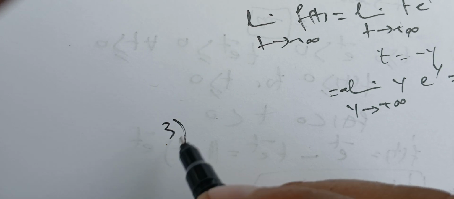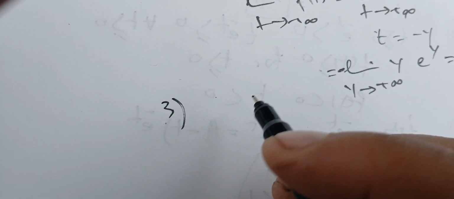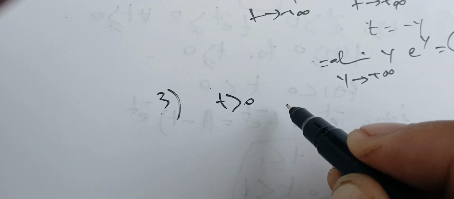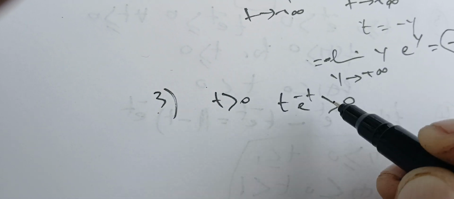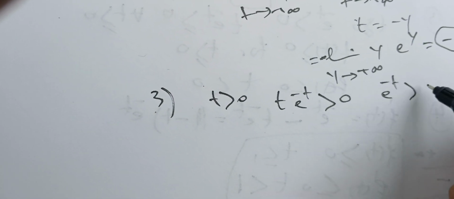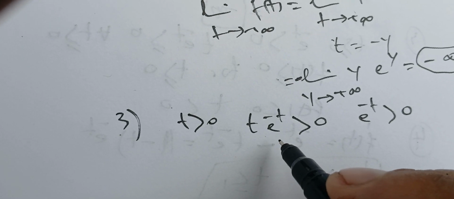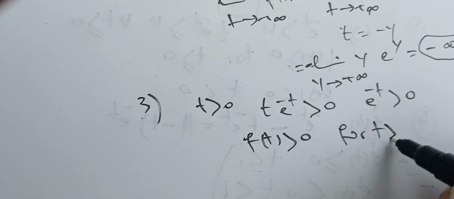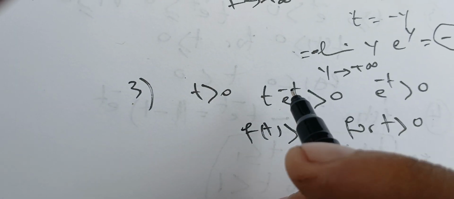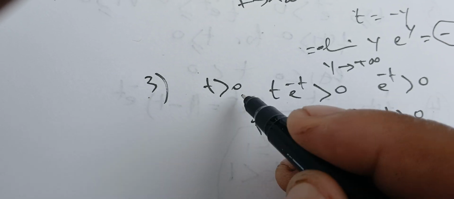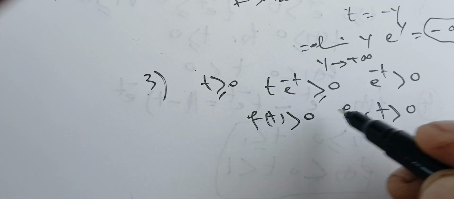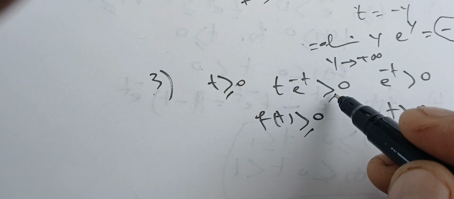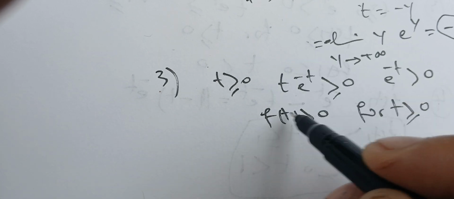Next, we're going to see when f is positive. We note that for t bigger than 0, we have t e to minus t bigger than 0, since e to the t is always bigger than 0. And therefore, f of t is bigger than 0 for t bigger than 0. What happens when t is 0? The statement is going to be true. We're going to have 0 bigger or equal than 0. And therefore, f of t is greater or equal than 0 for t bigger or equal than 0.